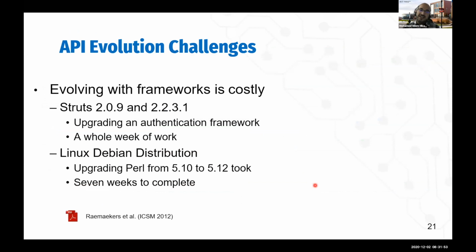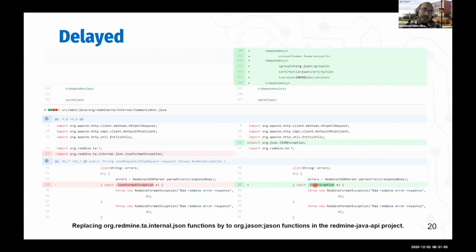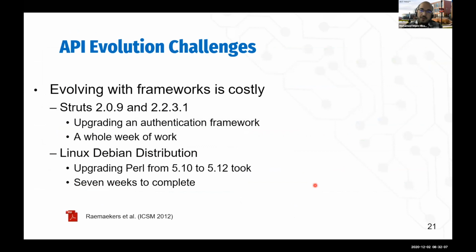Okay, so this takes us now to the important thing. Why would developers do that? What kind of challenges do developers face when they try to upgrade and migrate their APIs? Actually, evolving these frameworks is very expensive. As you can see, it may take hours, it may take days, even for migration and even for upgrades sometimes. It may take a lot of time, okay?